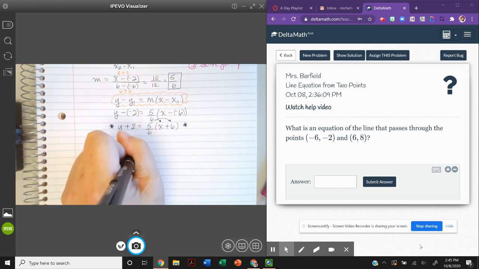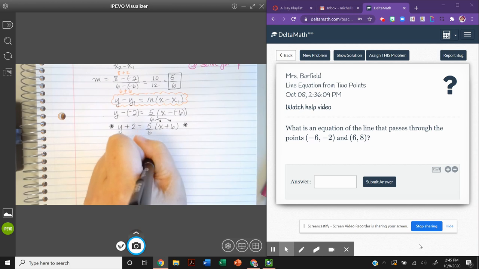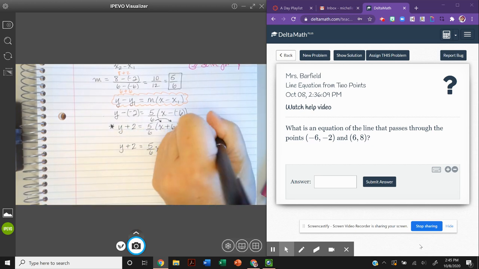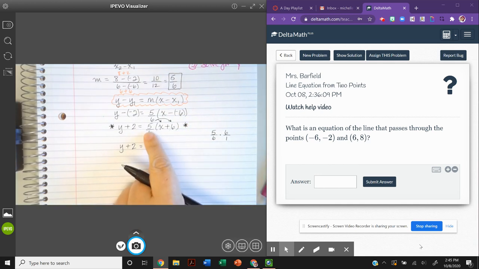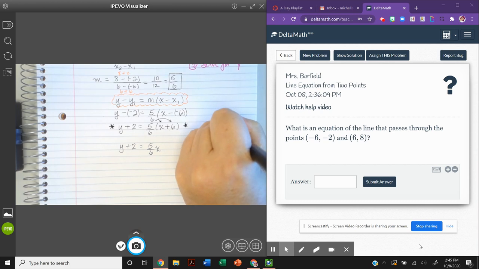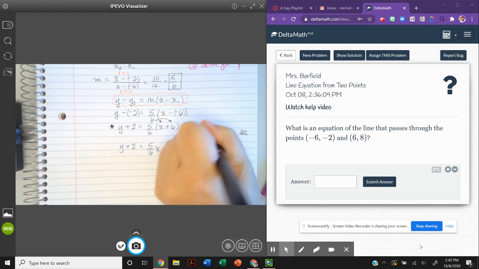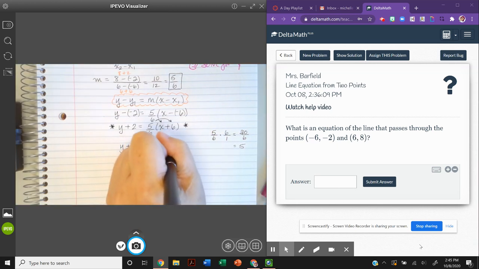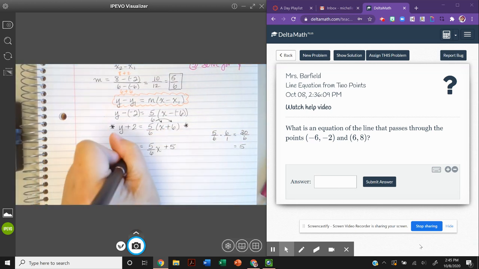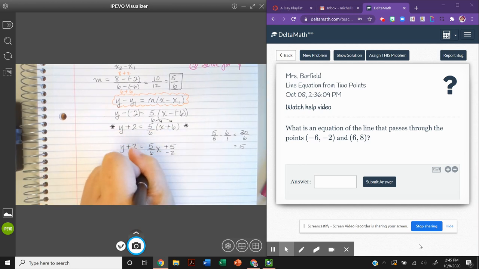So y plus 2 equals 5 sixths times x, and then 5 sixths times 6 over 1. That's how I multiply 5 sixths times 6. Well, 5 times 6 is 30, 6 times 1 is 6, and that equals 5. So plus 5. Now I'm going to subtract 2. So I get y equals 5 over 6 x plus 3. So there is my final answer.